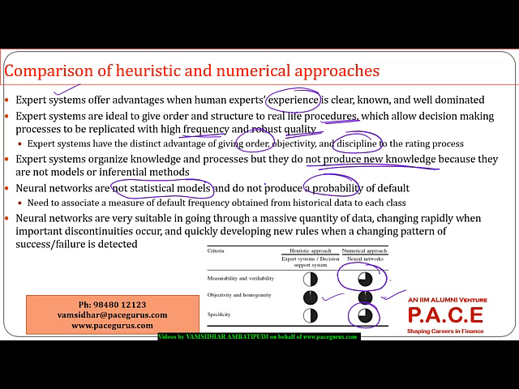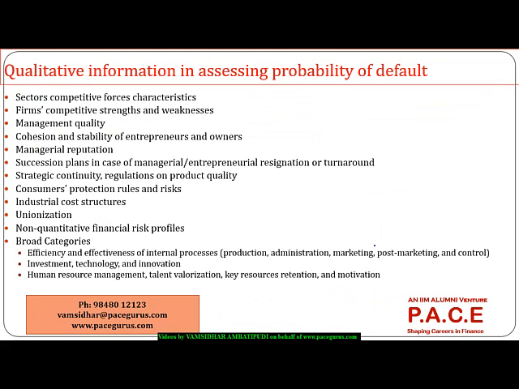So, especially when we are working with a large quantity of data, and the data keeps changing quite drastically, and the rules also have to change again and again based on the successes and the failures, this is where neural networks come in more and more handy compared to the expert system mechanisms. So that's how we have to differentiate between the heuristic versus the numerical approaches for assessing the probabilities of default.